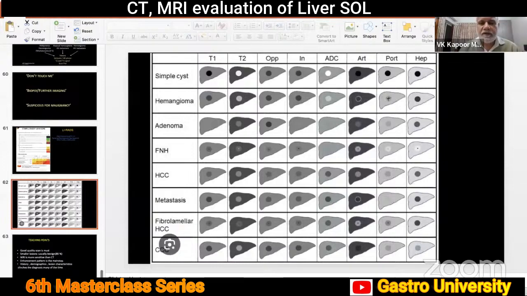Just a comment for both of you: you gave very detailed radiological description, but you have to understand that this is a surgical masterclass. So I will ask very straight, pointed questions because we don't want to encroach on Dr. Gambhir's time. Am I audible?